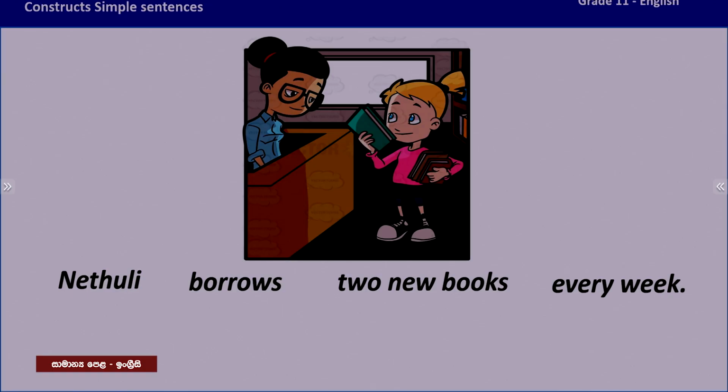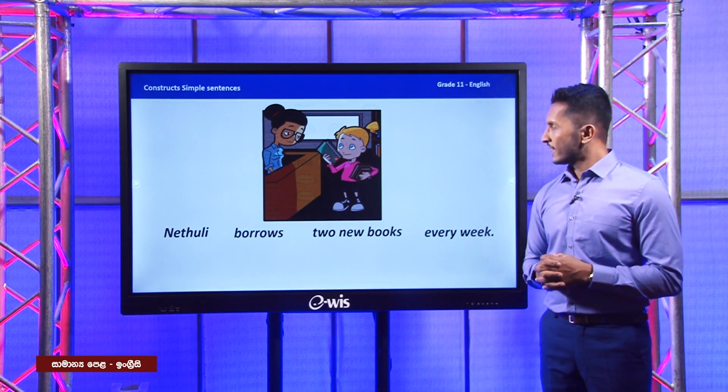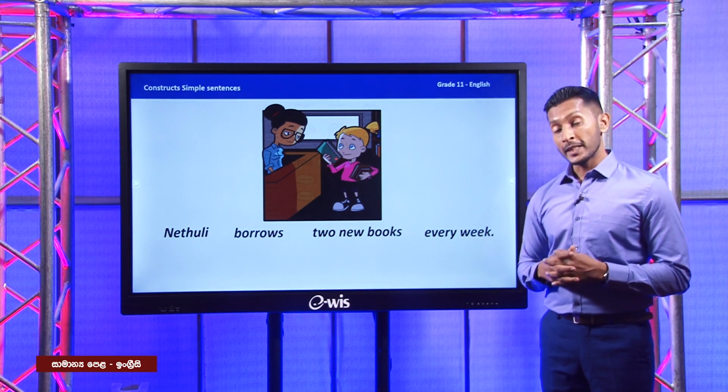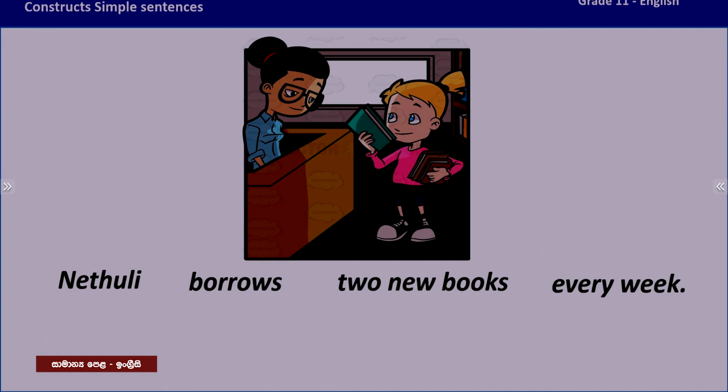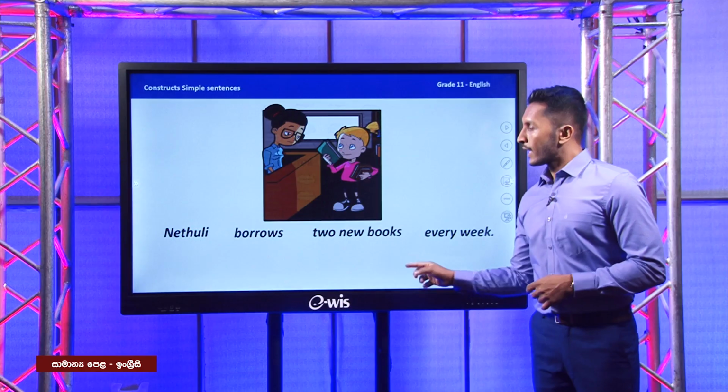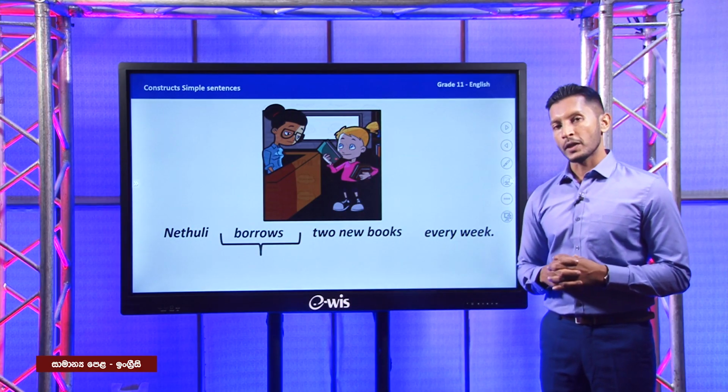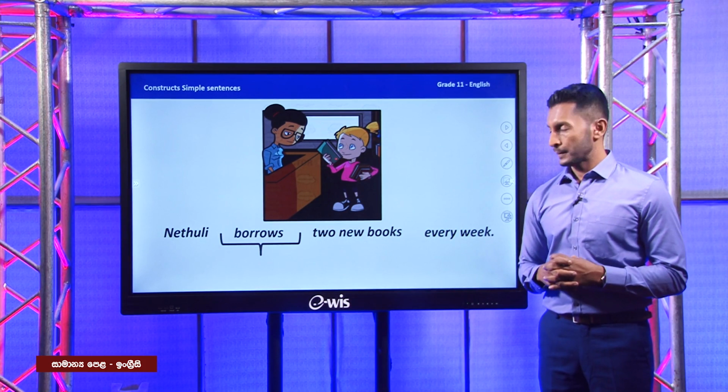Look at this picture. Now, where is this little girl? She is in the library. And what is she doing? She is borrowing books. Yes, she is borrowing books. Now, look at the sentence. So, what is the action there? The action is borrows. So, in terms of grammatical structure, we call that part verb.